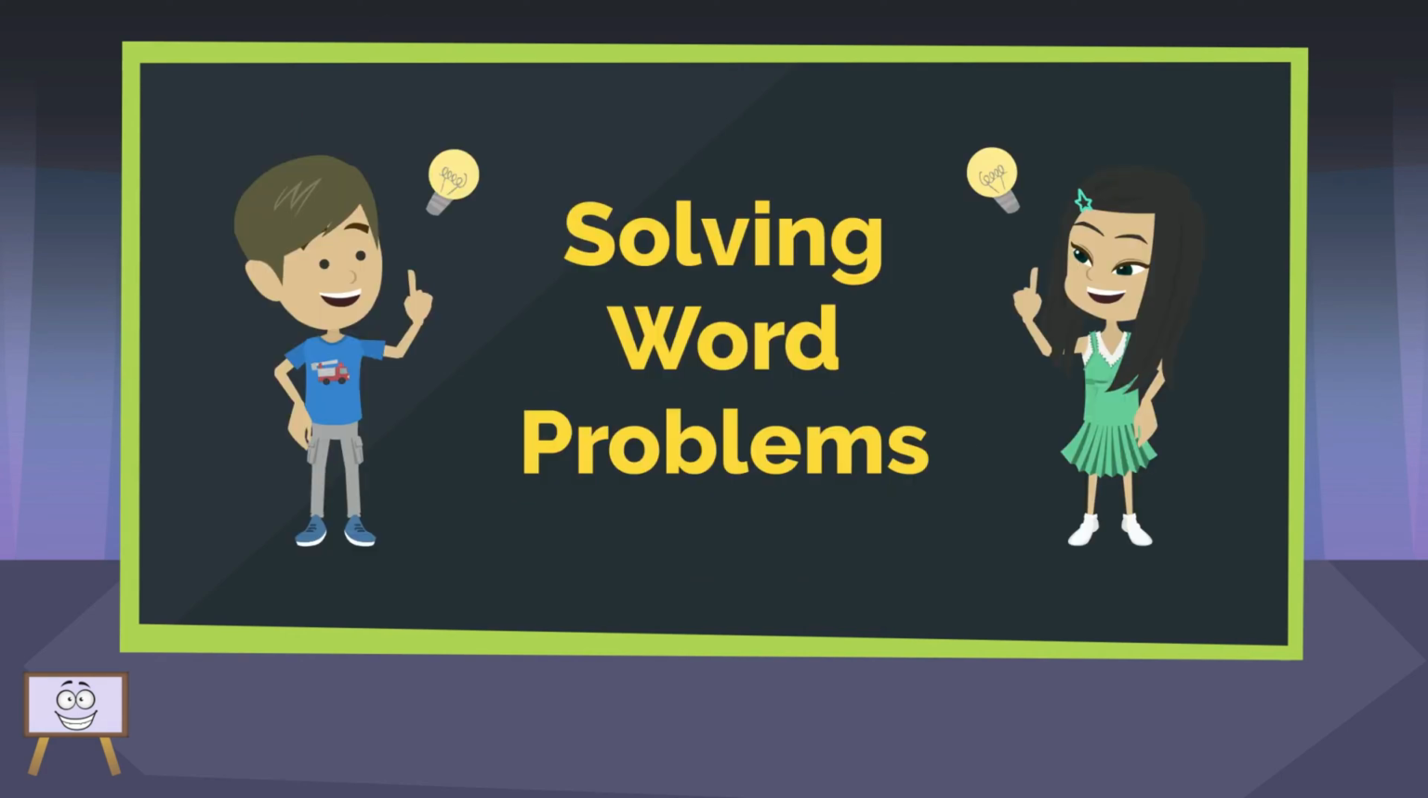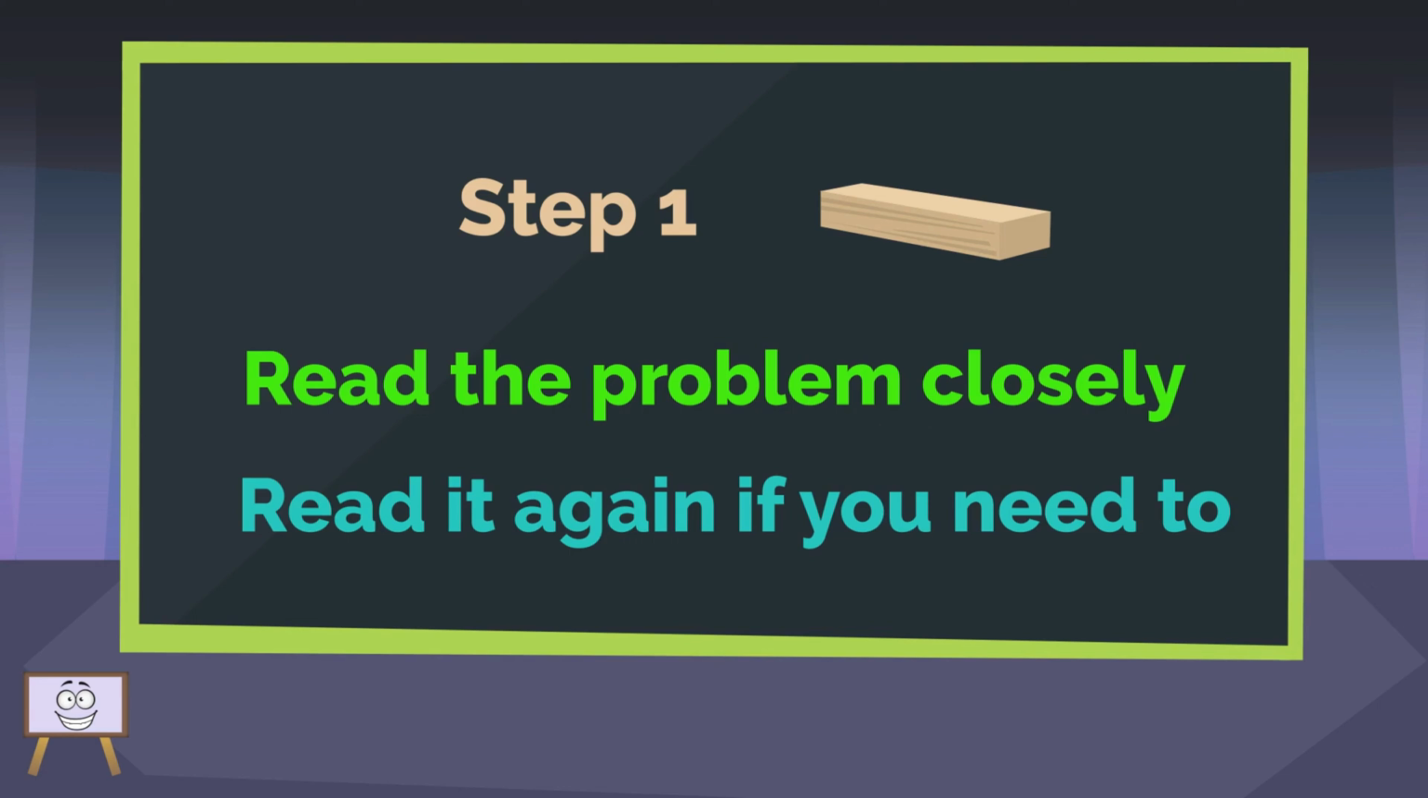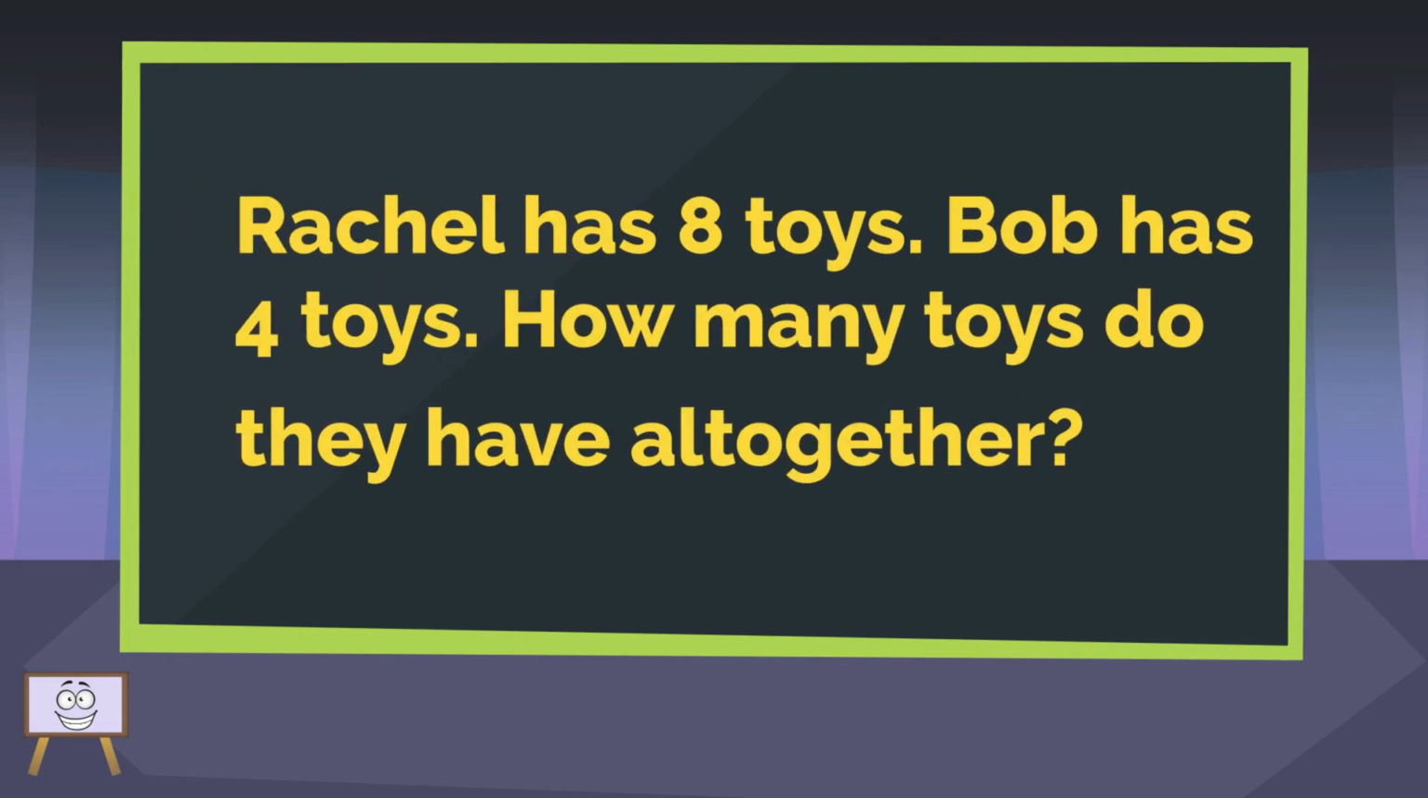So here's how we can become excellent solvers of word problems. We should start out by reading the problem very closely so that we can fully understand the situation. If you need to read a problem a second time, that's fine as well. Alright, let's try reading one. Rachel has 8 toys. Bob has 4 toys. How many toys do they have all together?